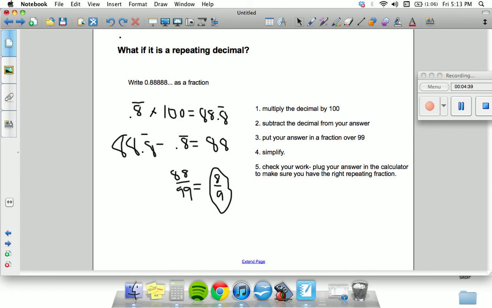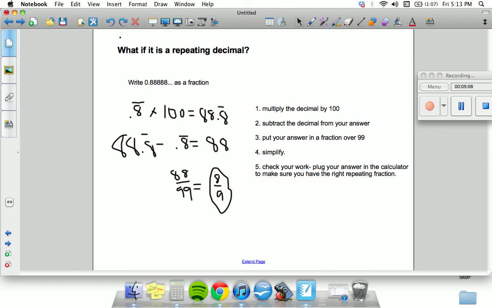So what you need to do is take your number, 0.8 repeating, and multiply it by 100. So we have 0.8 repeating times 100, and if you do that, you get 88.8 repeating. The next step is to subtract your original decimal from your answer. So I have 88.8 repeating minus 0.8 repeating. This leaves us with 88.